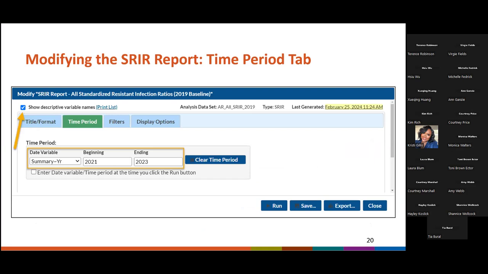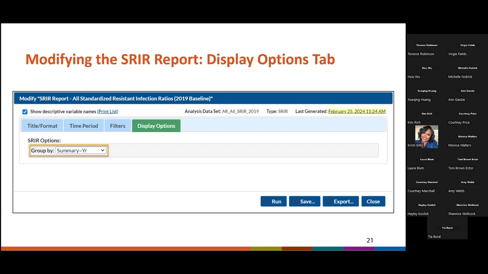Let's say we want to look at this data reported for 2021 through 2023. I selected Summary Year as the date variable and put 2021 in the beginning box and 2023 in the ending box. I clicked the Show Descriptive Variable Names box at the top, indicated by the orange arrow, so that I can see the full variable names. I want to look at the SRIRs by year, so I go to the Display Options tab to select Summary Year for the Group By variable.